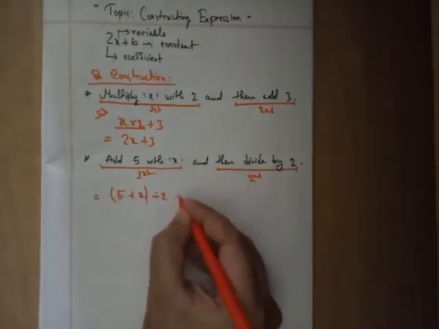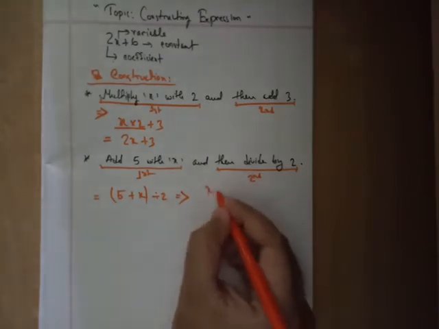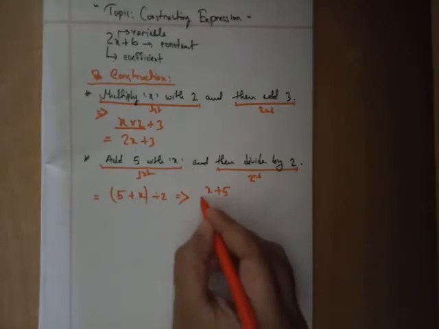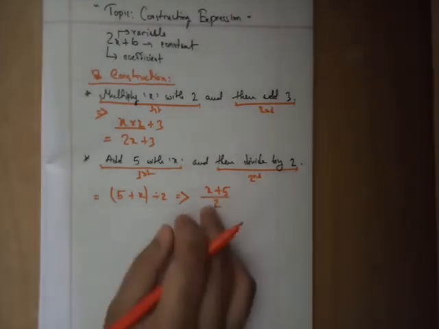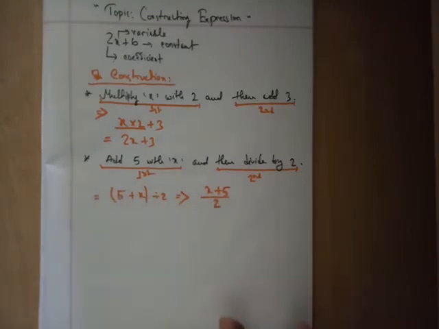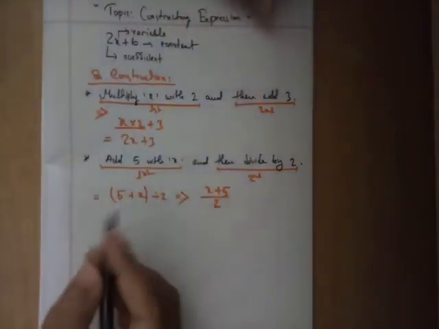Or you can write it like this also, as a form of fraction. x plus 5 or 5 plus x, same thing, and then divide by 2. So if you write it in the form of a fraction, you don't need to put these things in a bracket. So whichever way you want to do it. Okay. Another one.